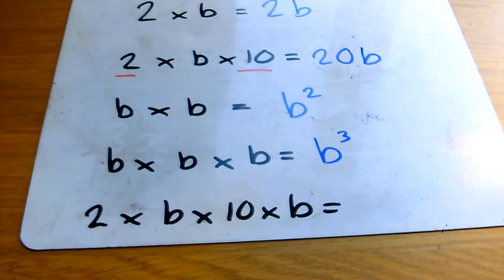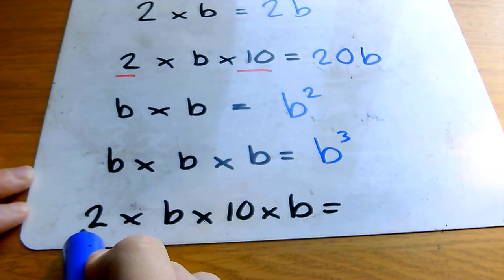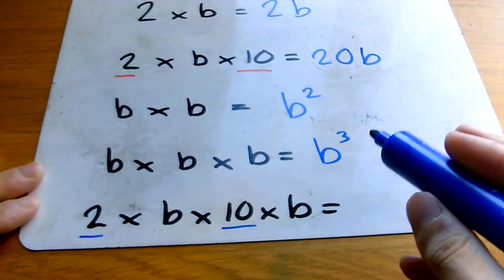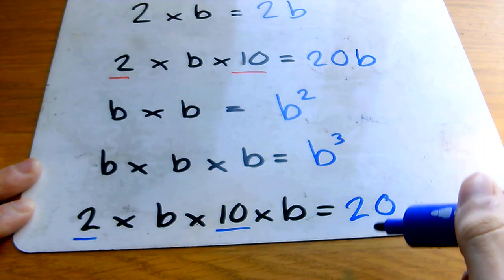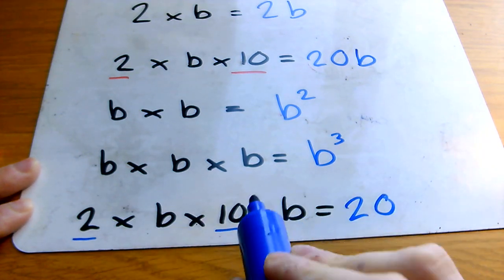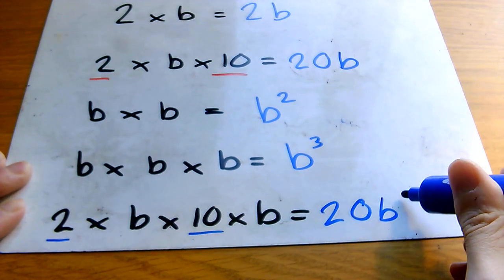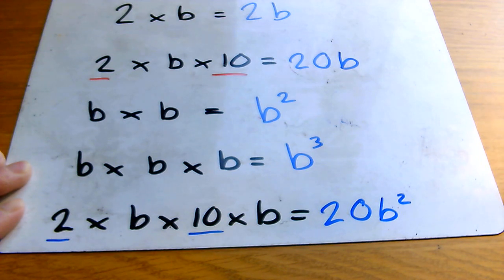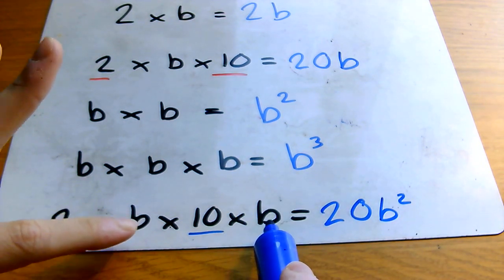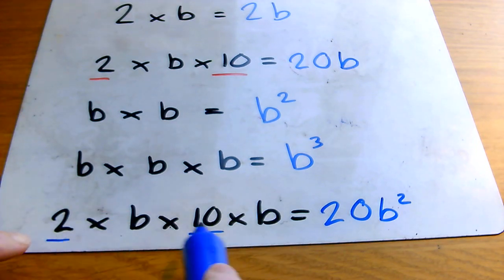Down here we've got a mixture of all of them. So we've got the numbers, we'll do those first, and we get 20, and then B multiplied by B is B squared. It's not 20 squared, because we're not squaring 20, it's only the B's that are being multiplied by themselves, and the numbers produce the 20.